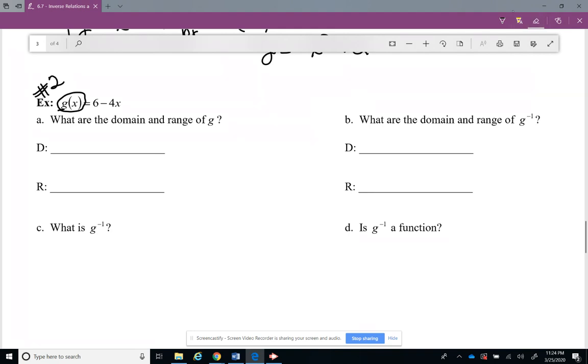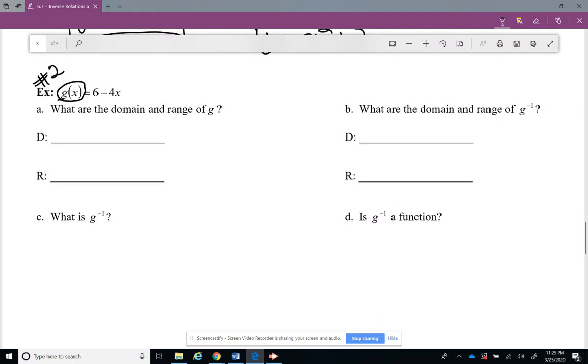It's like blue shirt, red shirt, okay? Two different things, but kind of the same. All right, what are the domain and range of g?